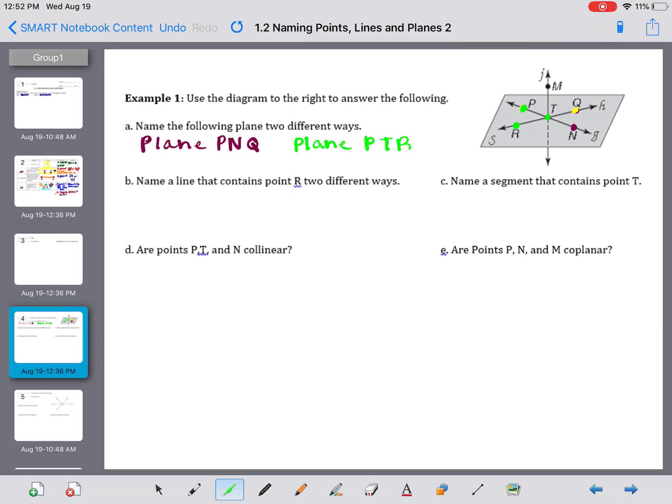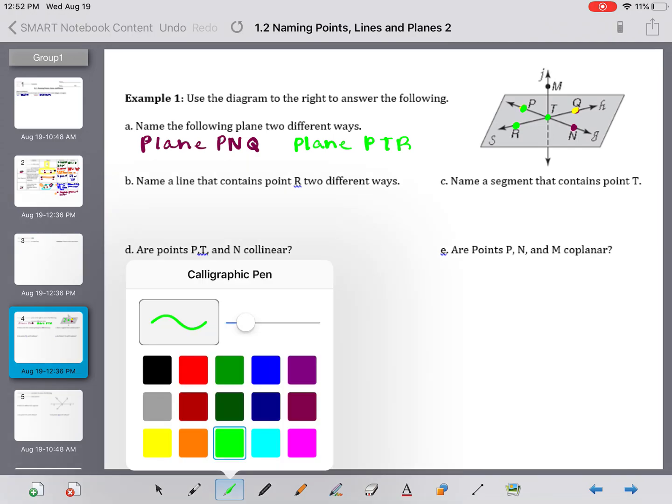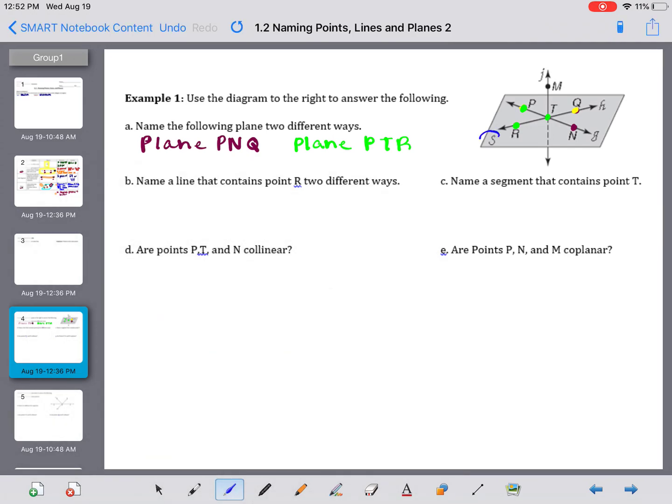Okay. Another way to name the plane is to use that fancy capital letter that does not have a dot next to it. It's not a point, there's no dot, and use that. So we can also name it plain old S. Again, with geometry, one thing I really like is there's multiple ways to answer problems. There are probably 5 more ways we could have named this plane. As long as it fits that criteria, it is correct.